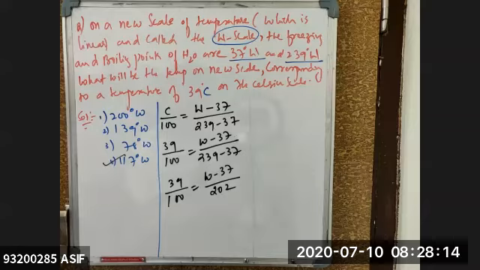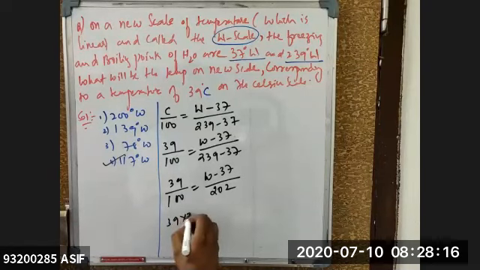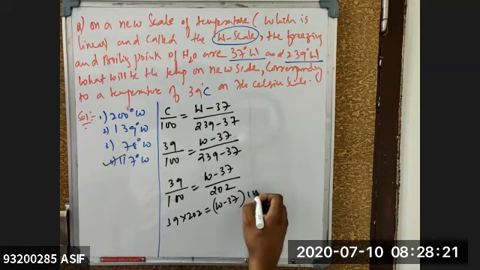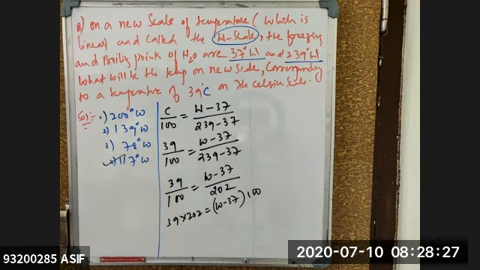202. So this one is 39 into 202 is equal to W minus 37 into 100. I hope you can simplify it and find the W value. We'll be getting around how much? 117 degrees W. Clear for everyone?